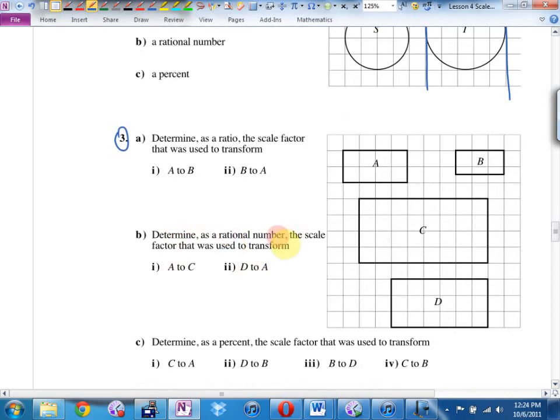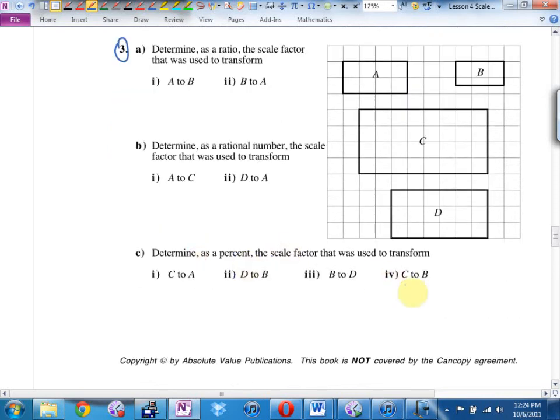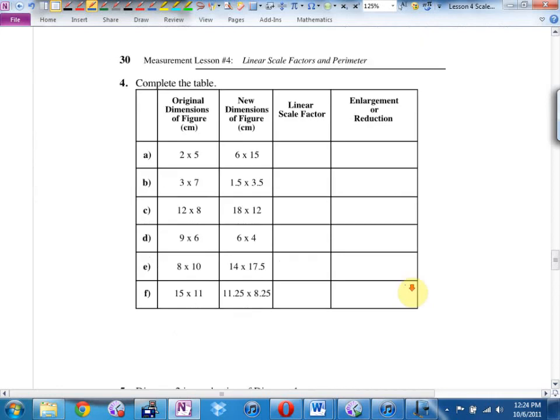Turn the page. So I'm going to assign number 4. Number 4 wants me to figure out the linear scale factor. So this time, instead of giving me the scale factor and saying, what are the new dimensions? They're saying, here's the new dimensions. What's the scale factor? Well, what did the 2 become?